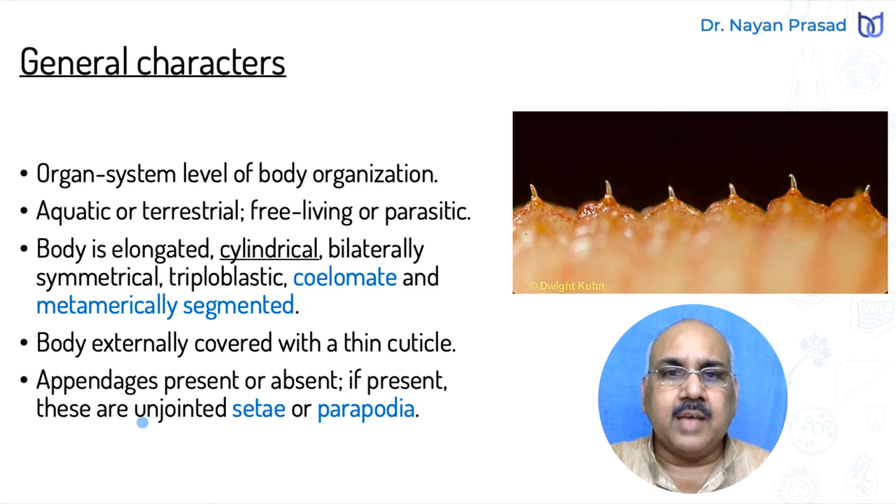In annelids, appendages may be present or absent. Remember, appendages, free moving outgrowths of the body. If present, these are unjointed setae or parapodia. Insects have jointed legs, but in annelids, the appendages are unjointed and they are called setae or chaetae or parapodia. Remember parapodia in Nereis, the lobe-like structures.